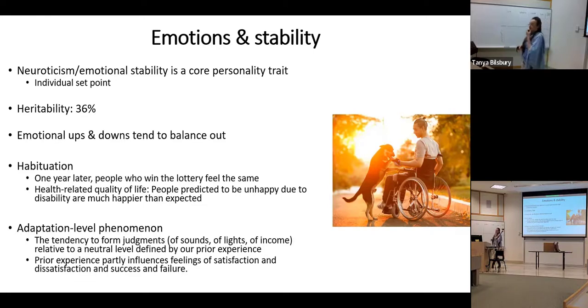So there's some heritability, let's say 36%, to your emotional stability. So if you are a person that has lots of ups and downs, look at your family, maybe you have a mom or a dad that also has a lot of ups and downs. You have a really even keel, your mom and your dad, are they also like that?